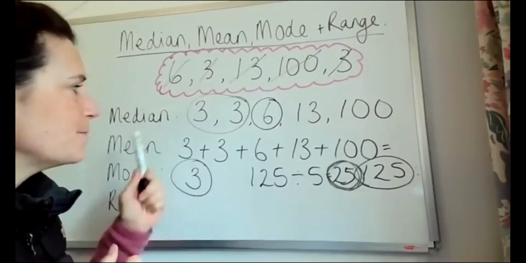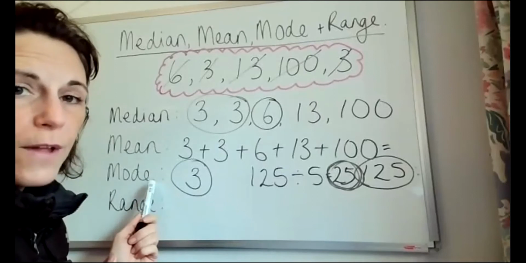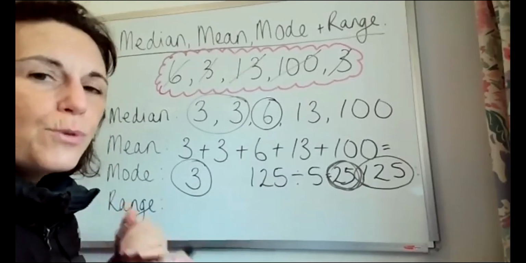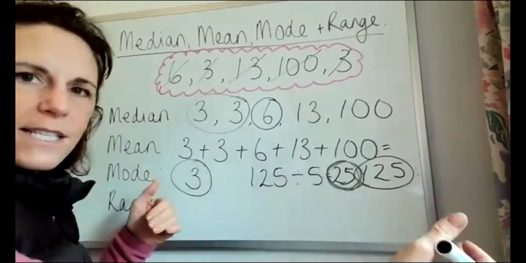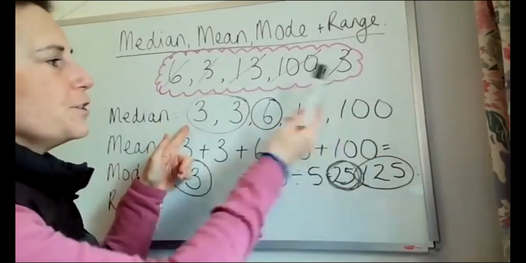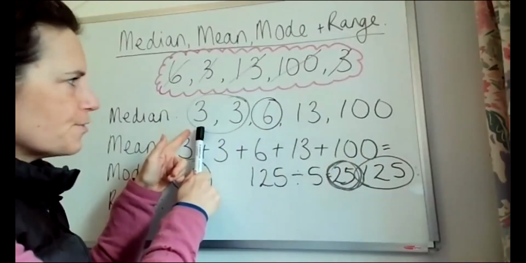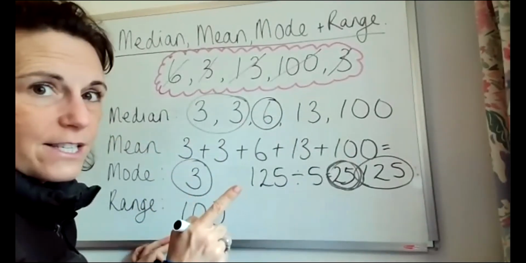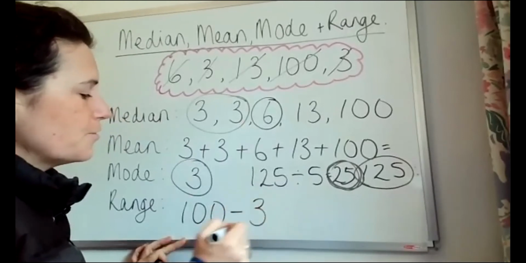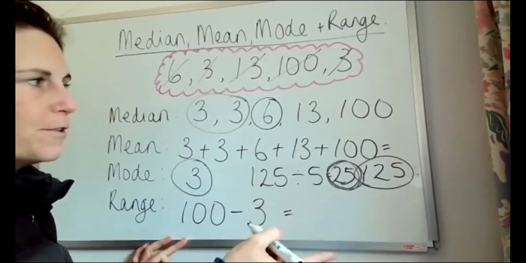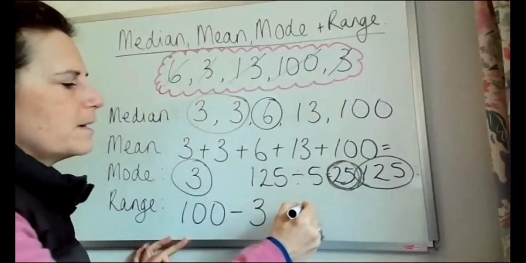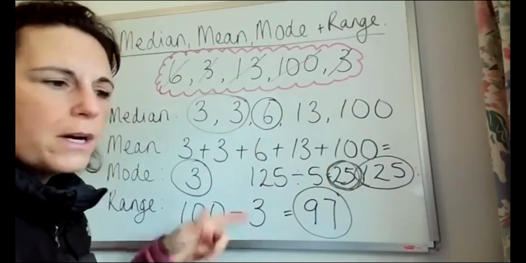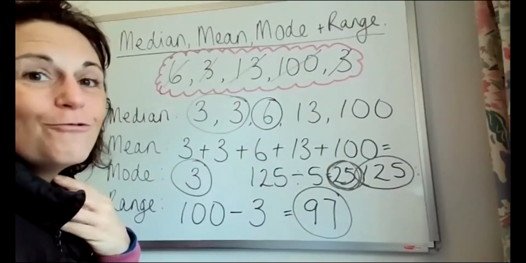Now, hey diddle diddle, the median's the middle. You add then divide for the mean. The mode is the one that appears the most, and the range is the difference between. Now, the range is the difference between the smallest number and the biggest number. But because you've already worked out the median, you've put them in order. We know that the smallest number is 3, and we know that the biggest number is 100. So we do 100, and when we're finding the difference, that's a take away sum, isn't it? 100 take away 3. And for this question, it's 97. You simply take away the smallest number from the biggest number and you have the range.